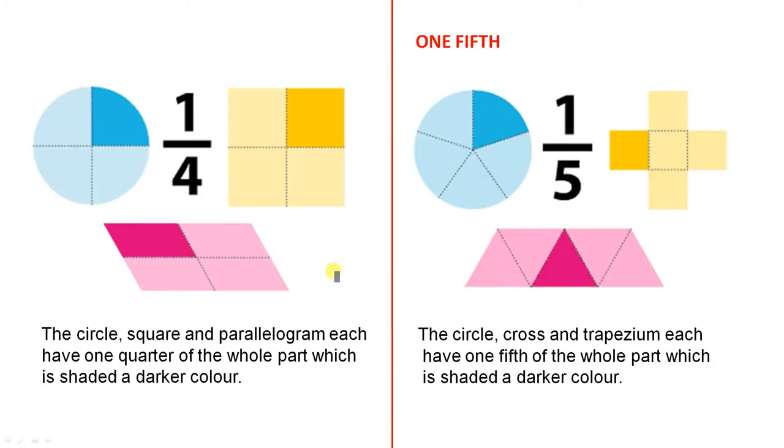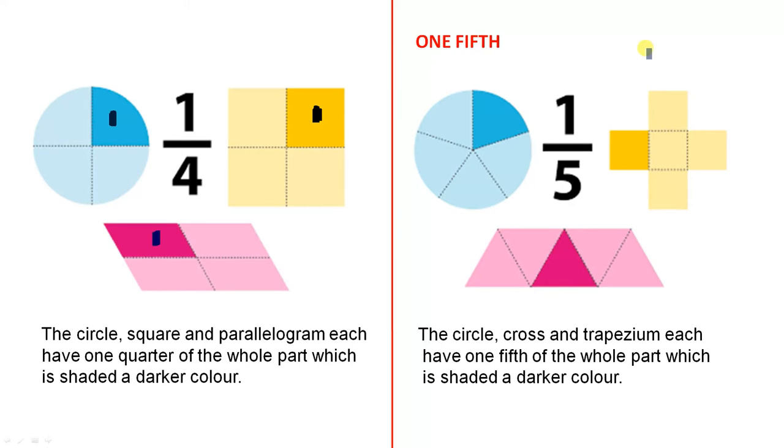The circle, square, and parallelogram each have 1/4 of the whole part which is shaded a darker colour. There's 1/4 of the circle, shaded a darker colour. 1/4 of the large square is shaded a darker colour. And 1/4 of this parallelogram is shaded a darker colour. So that's 1 out of 4, which is 1/4.